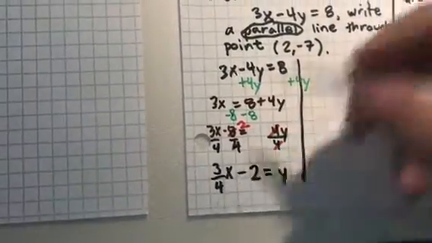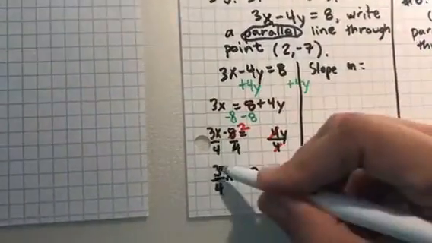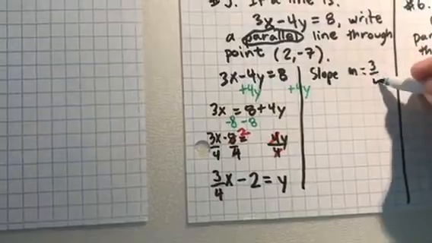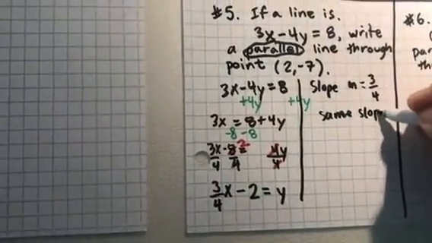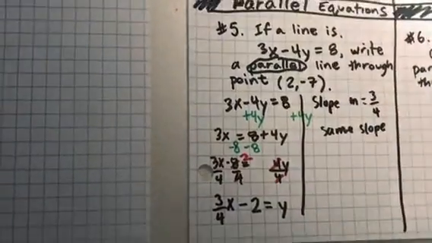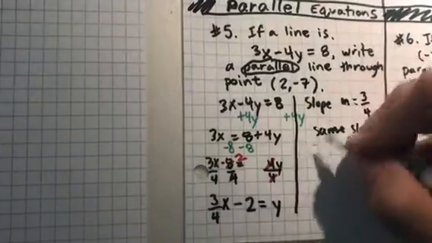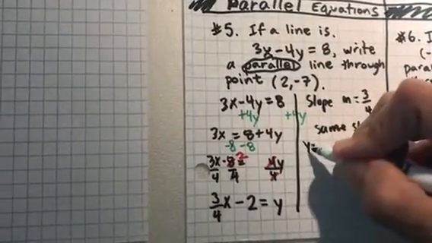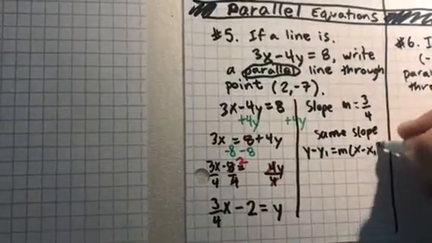So I did all this to do step 1, find the slope. So the slope here would be 3/4. Now parallel means same slope. So I'm going to keep that slope the same. Now we need the point slope formula, which will be provided for you. y minus y1 equals slope times x minus x1.